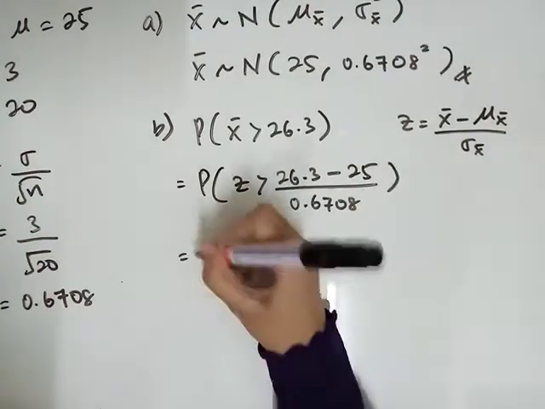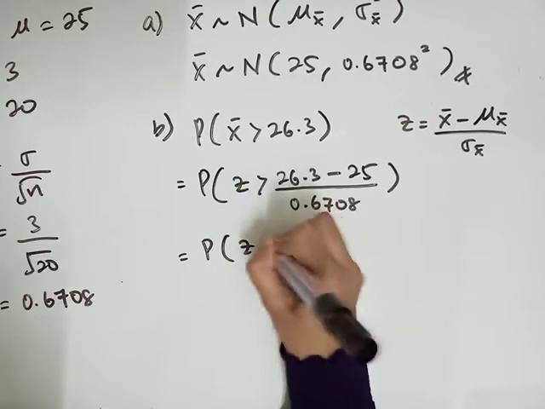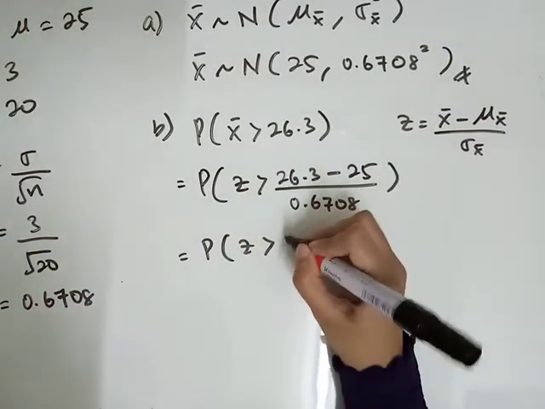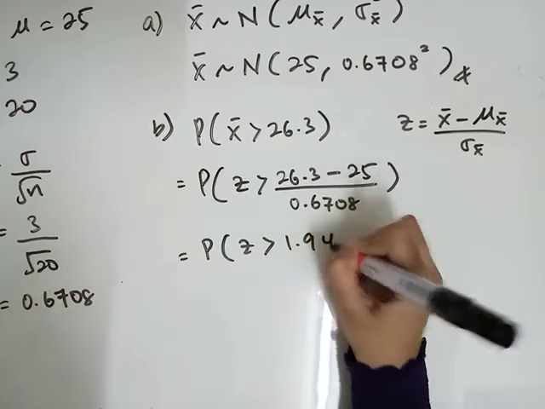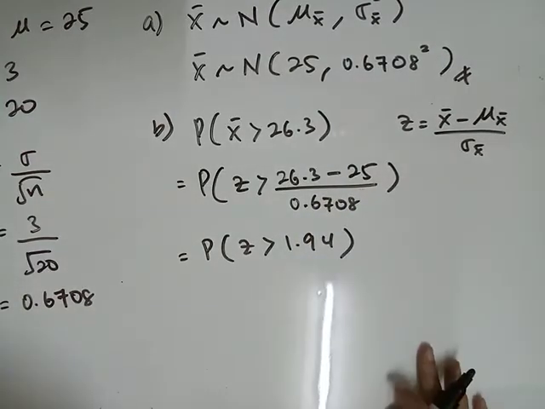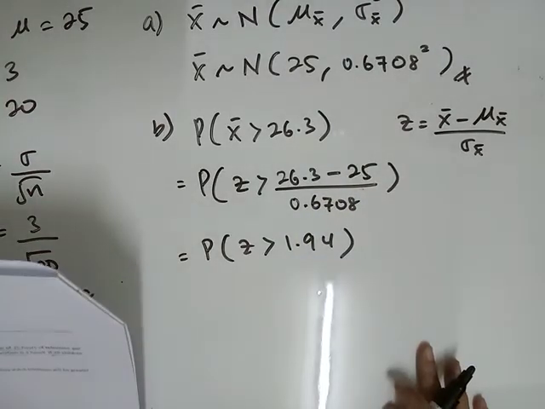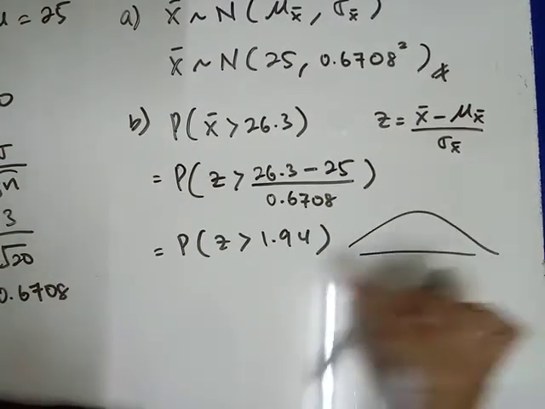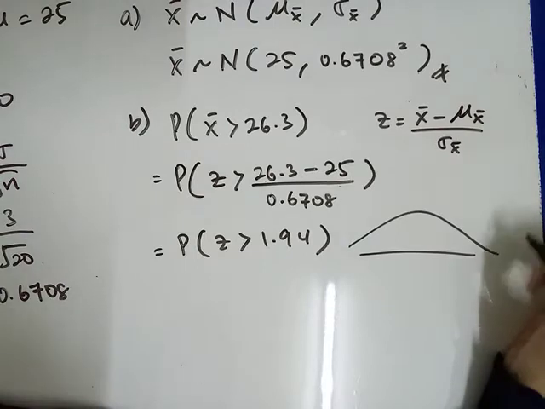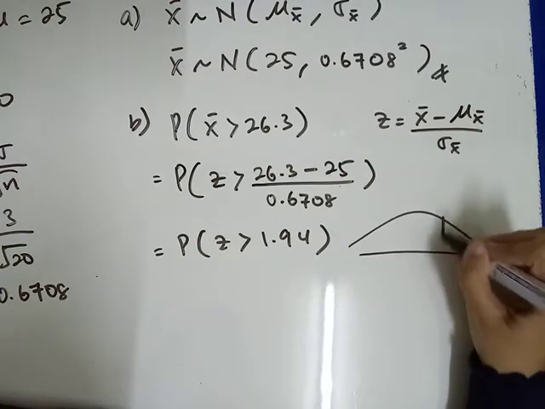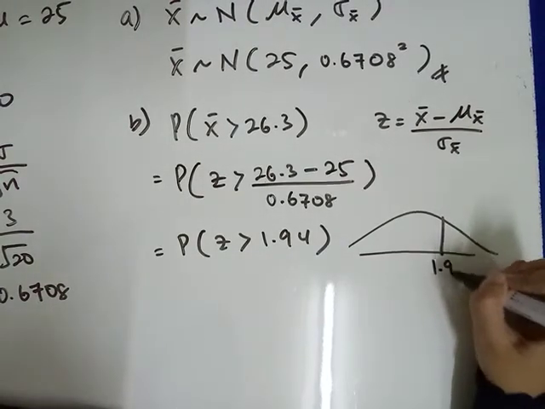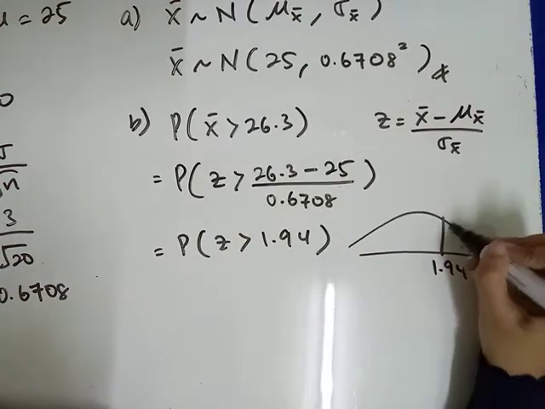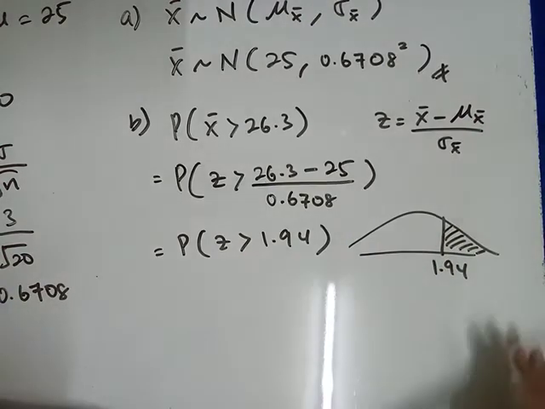Okay, and then calculate. How do you get the Z value? You guys akan dapat 1.94. Okay, you will get 1.94. And then draw the graph. 1.94, it is positive Z value on the right side. The area, look at the sign, which is greater than 1.94.